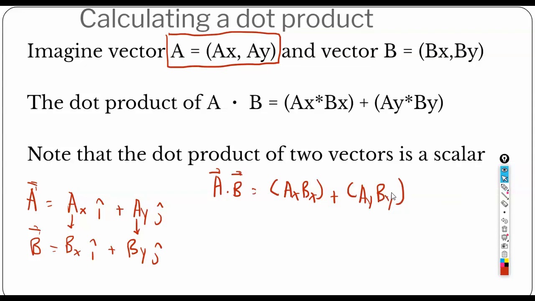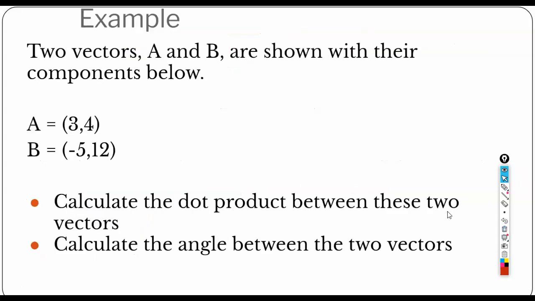Okay, very simple. Okay, so pause there, make sure you add that to your notes, and then we'll do some examples, and hopefully you find this pretty simple. Okay, so simple example. We're going to start off with just pure math, and then we'll do some work examples on the next slide. Two vectors A and B are shown with their components below, and we're asked to calculate the dot product between these two vectors and then calculate the angle between the two vectors.